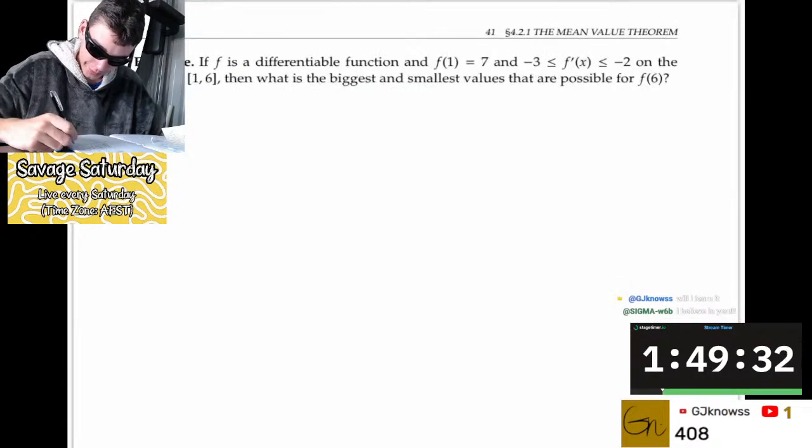In this example, we're told that f of 1 is 7, and that the derivative of f is bounded between negative 3 and negative 2 on the interval 1, 6. We're asked to find the biggest and smallest values that f of 6 could possibly be. Well, the mean value theorem gives us one way of relating the derivative of the function to its values on the endpoints of the interval.